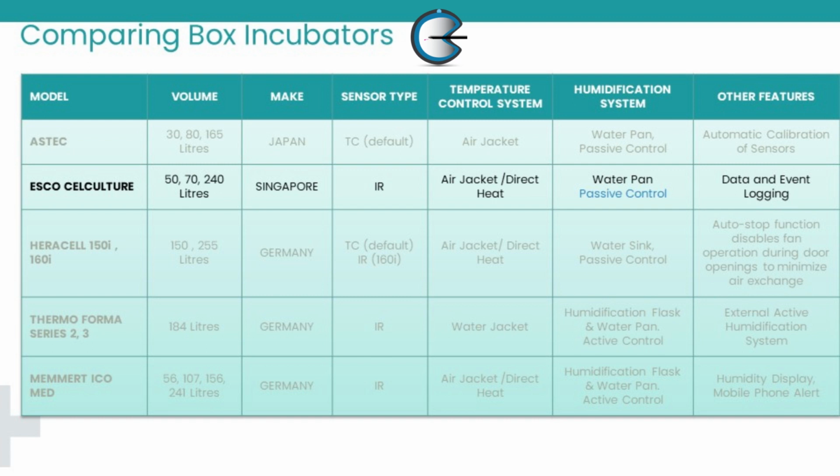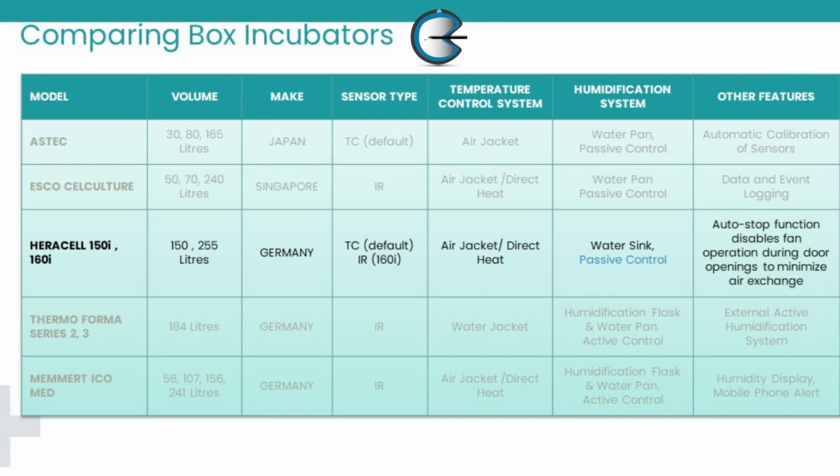Next, going to Hera Cell 150i, which is the older model, and 160i, which is the newer model. Both of them are available in bigger sizes. The smaller size of Hera Cell is not available in the Indian market, as far as my knowledge is concerned. The make is in Germany. The default sensor for the 150i is TC, whereas the newer model has an IR sensor. The temperature control system is again air jacket or direct heat system, and it is again a passive control. However, the control is better because of the water sink, which has a larger surface area.